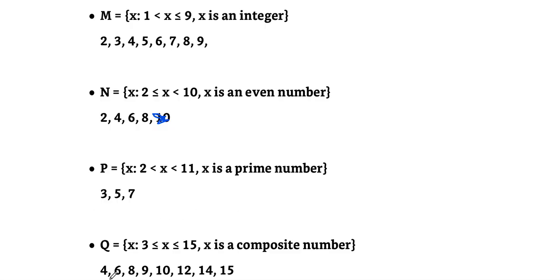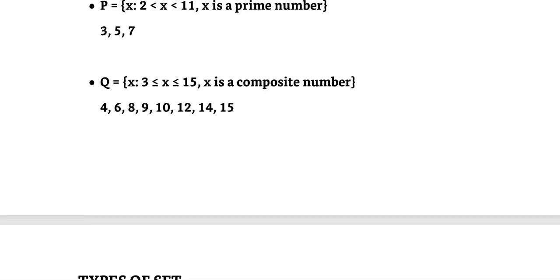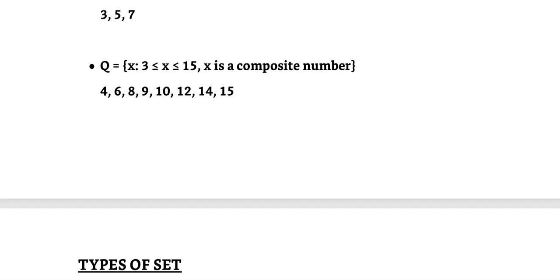So we have others between this limit. We have 4, 6, 8, 9, 10, 12, 14, and 15. All these numbers are composite numbers that bear more than two factors other than 1 and themselves. Then next we are going to look at in this video is the types of sets.